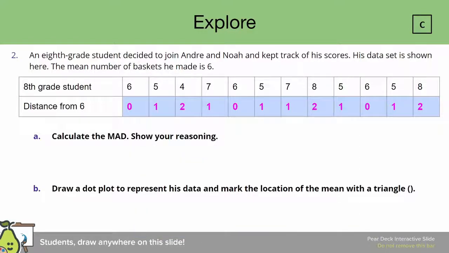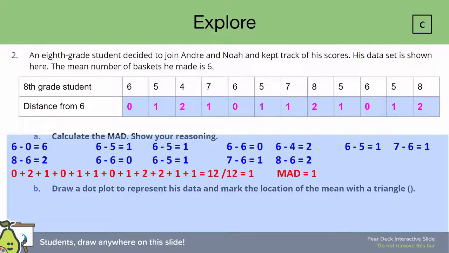So the next thing they want us to do is to calculate the mean absolute deviation. Show your reasoning. So why don't you pause the video and try to calculate this yourself, and then we will talk about what the process looks like. All right, welcome back. So to calculate the MAD, what you need to do is take all of your data and find the distance of that data from the mean. In this case, we did that already in the table. Below here, you can see in the blue the exact calculations that we use to get the numbers that are in the table: 0, 1, 2, 1, 0, 1, 1, 2, 1, 0, 1, 2.